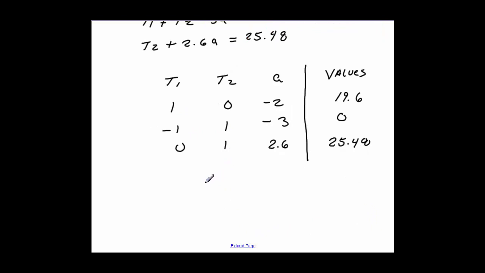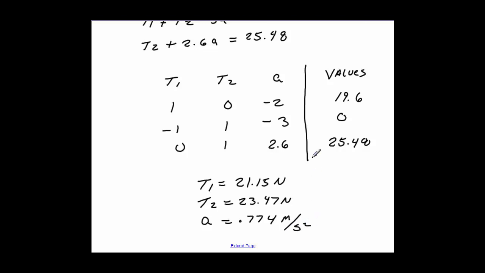When you solve for that, you will get T1 is equal to 21.15 newtons, T2 is going to equal 23.47 newtons, and acceleration in this case will be 0.774 meters per second squared. Okay, and that's all you really have to do. Pretty straightforward. Again, you don't have to do matrices. You could substitute back in and get the correct answer. All right.